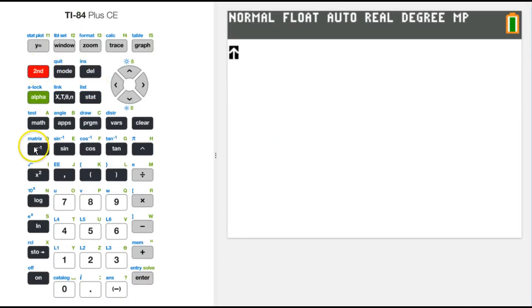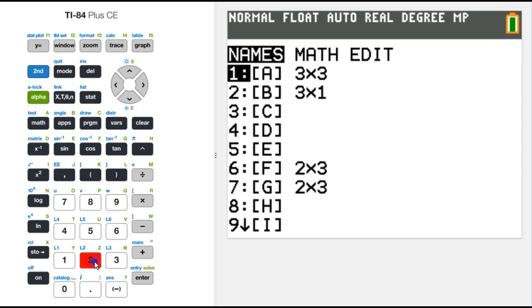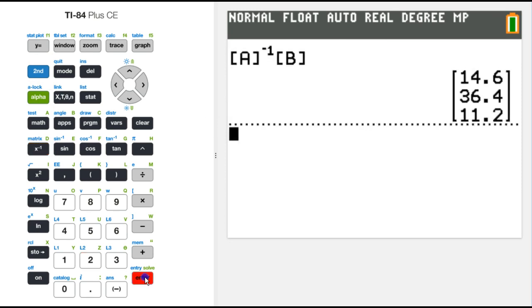So A inverse. So I go back to the matrix area. I can just hit enter. There's A. Put a little -1 on it. Now it's A inverse. So for B, I go back to the matrix area. I'll type the number 2 for B. Kabam! There you go. So these are the answers. All right, I hope these weren't supposed to be whole numbers, because that would mean I did something wrong.